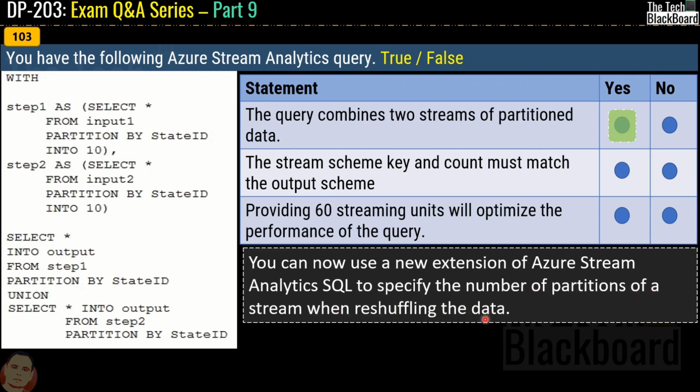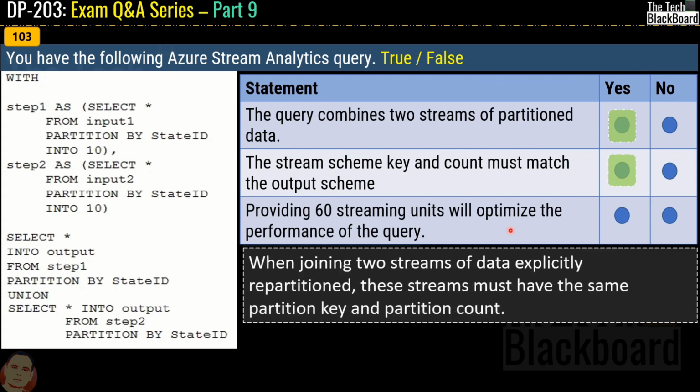Moving on with the second statement, the statement says the stream scheme key and count must match the output scheme. The correct answer for this statement is also a yes. Looking at the explanation for the same, when joining two streams of data explicitly repartitioned, these streams must have the same partition key and partition count.